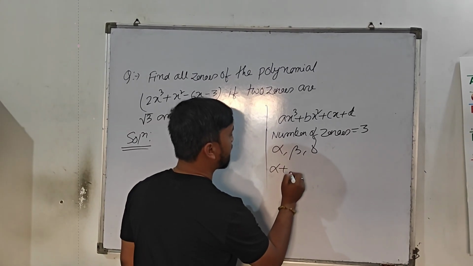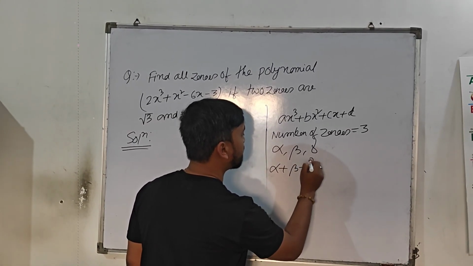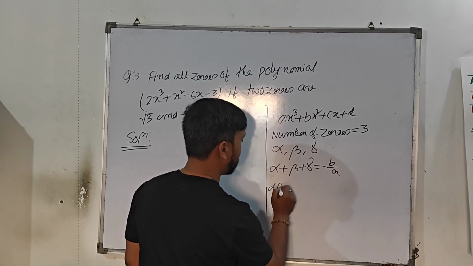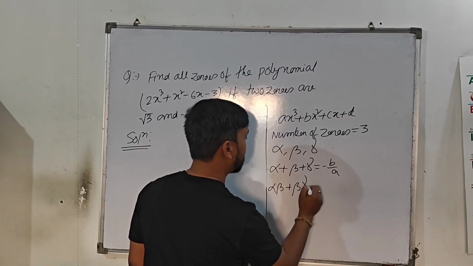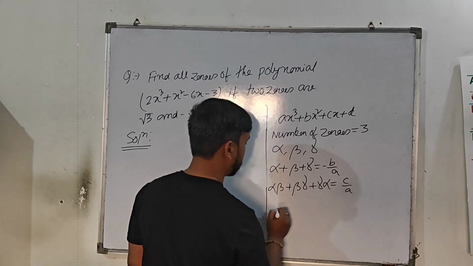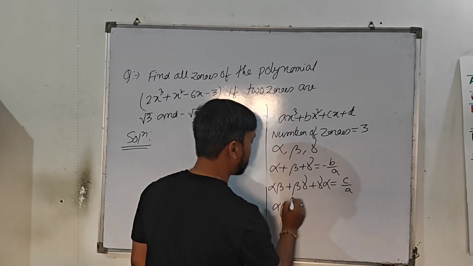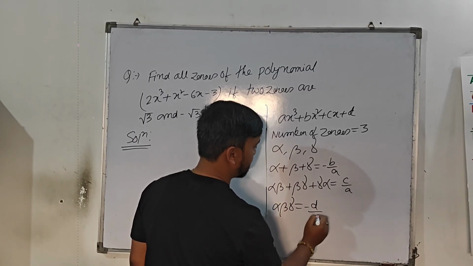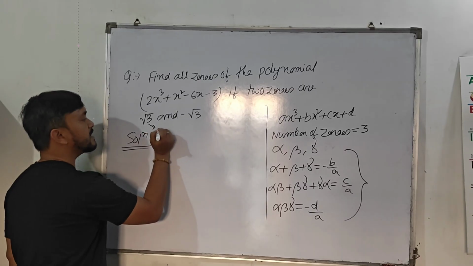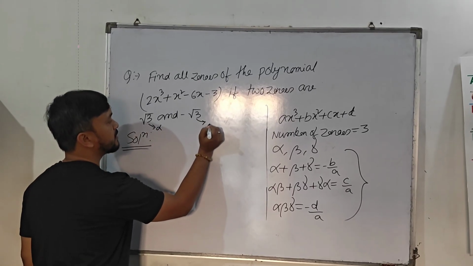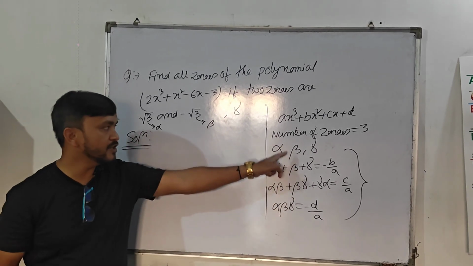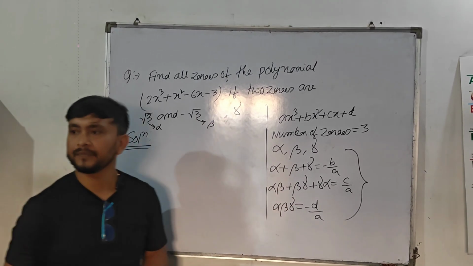Sum of the zeros, alpha plus beta plus gamma, is minus b by a. Then alpha beta plus beta gamma plus gamma alpha is c by a. Then alpha into beta into gamma is minus d by a. So use these three relations. Assume this as alpha, this as beta, and the remaining one as gamma. Use this relation and find the value of gamma.